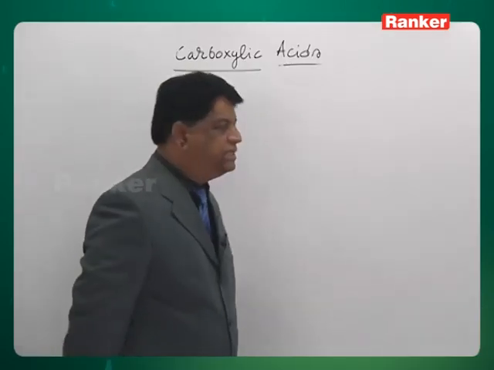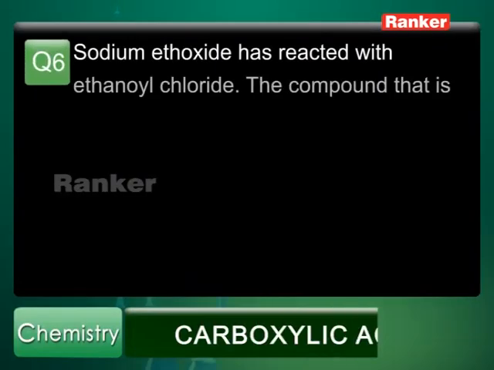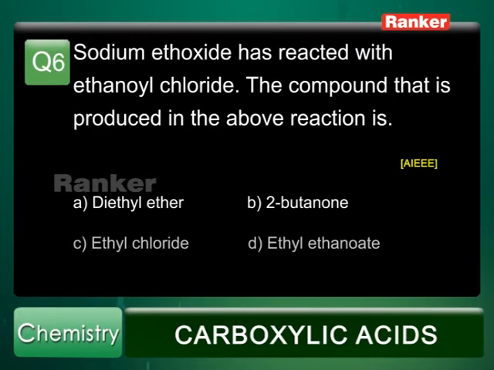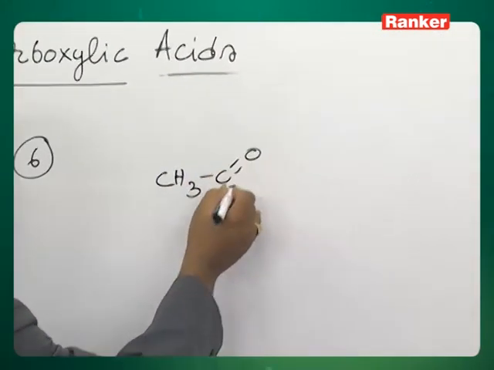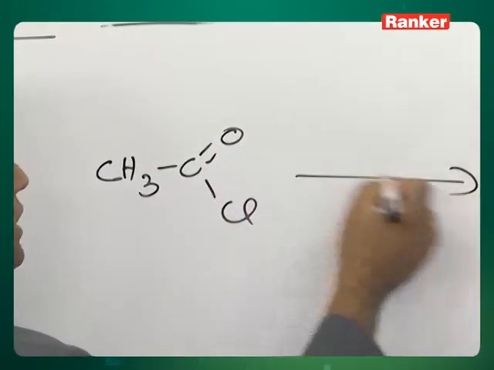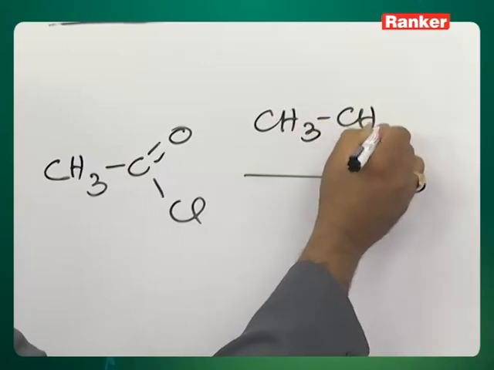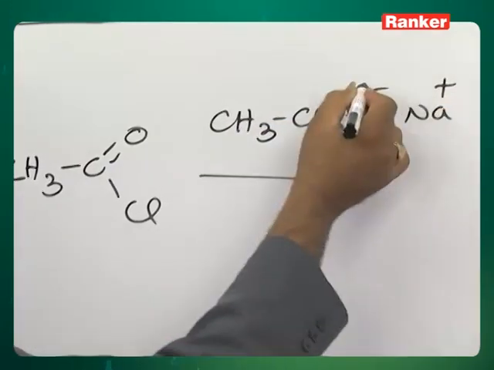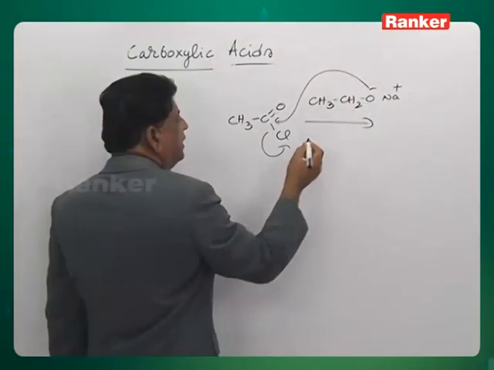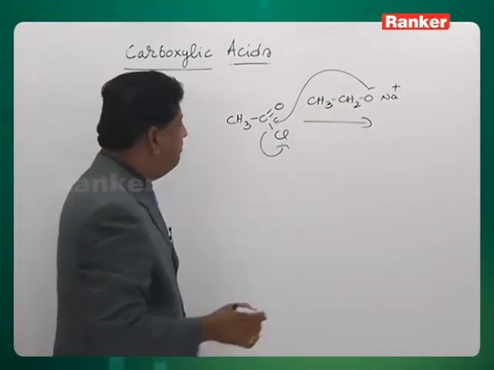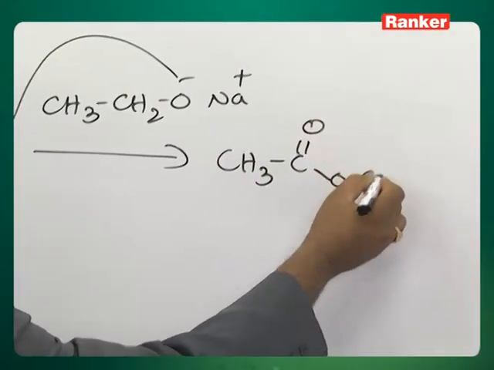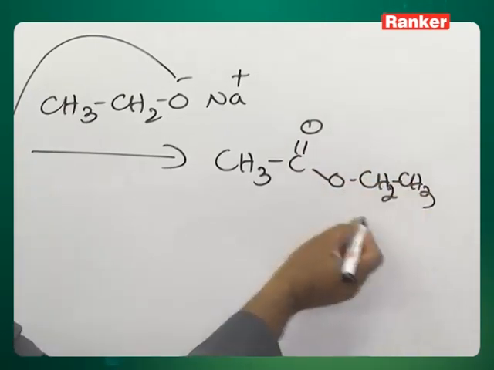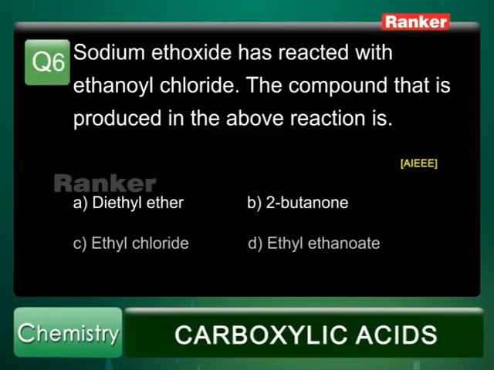So let's go to question number 6 here. Sodium ethoxide has reacted with ethanoyl chloride. Ethanoyl chloride means acetyl chloride, which is treated with sodium ethoxide. So the ethoxy group will replace the Cl. It is a nucleophilic substitution at acyl carbon and will give an ester, CH3COOCH2CH3. Ethyl ethanoate or ethyl acetate is formed. This is the reaction involved.